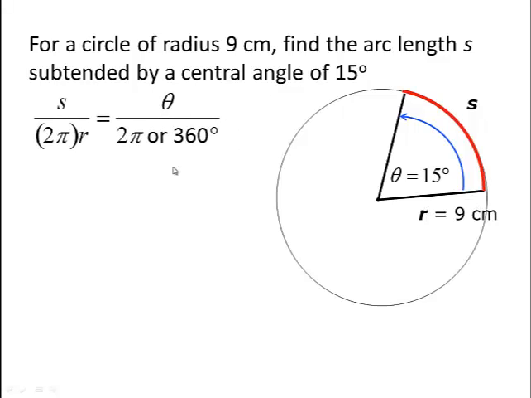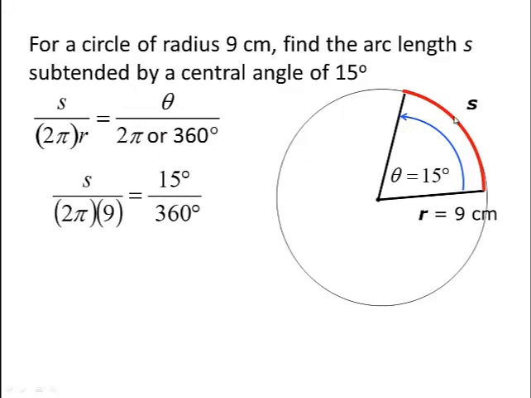You will need this formula here, where the length of the arc over 2 pi r is equal to theta, the angle, over 1 full circle. It's either going to be 2 pi or 360, depending on what units the angle is given in. In this particular problem, we're given the angle in degrees, so we have to use the 360. If the angle is given in radians, you would use 2 pi.